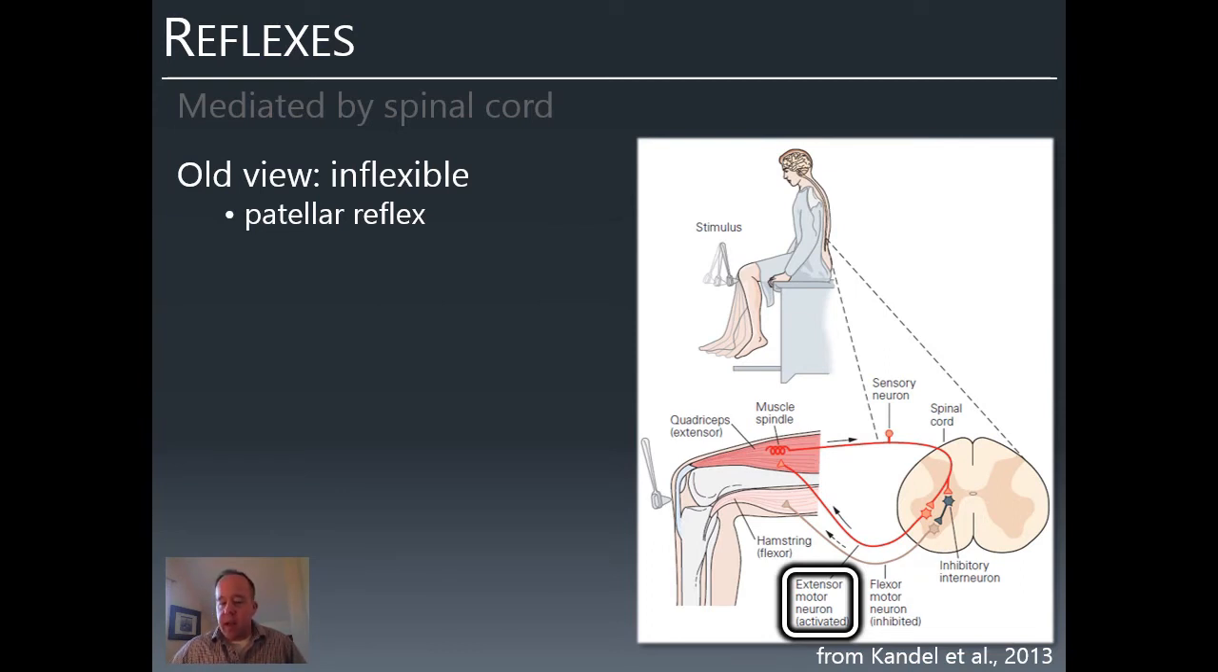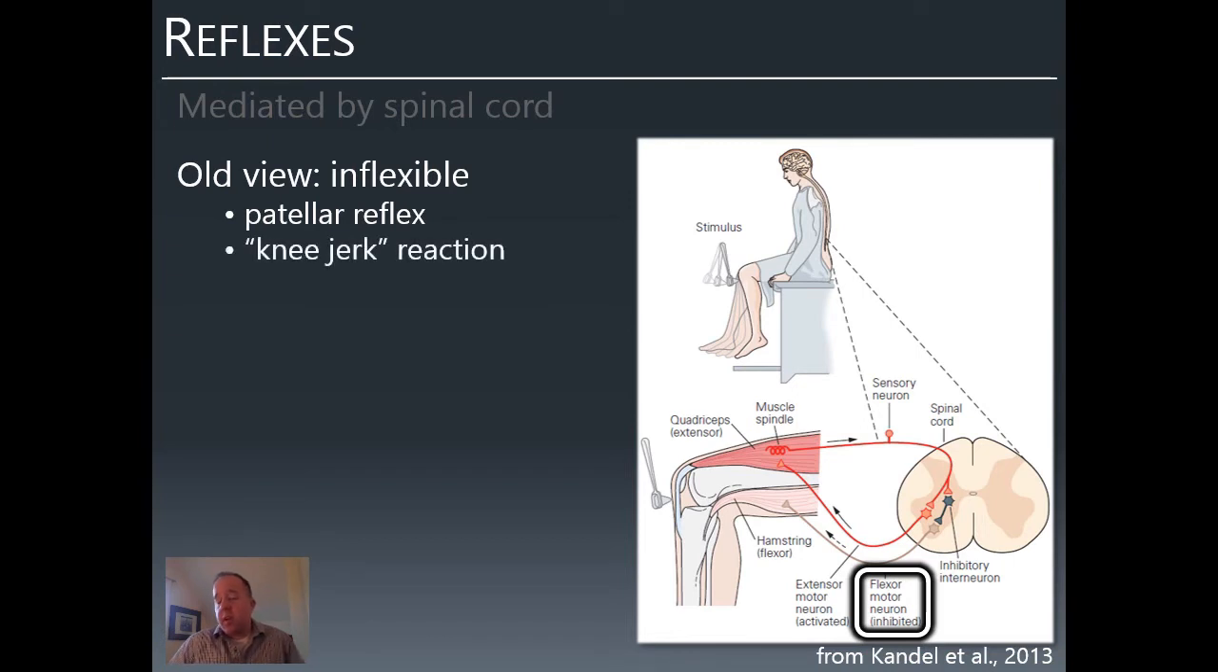So contracting the quadriceps isn't enough. You have to relax the hamstring, the bottom part of the thigh muscle. And so you have a neuron in the spinal cord that's what's called inhibitory. It shuts down that other muscle. So it keeps that second neuron from sending any signals to the muscle. And so you get one muscle that contracts, and the other muscle gets inhibited. It can't contract. And so you have one muscle pulling and the other relaxing. And so that's how you have the lower leg kicking out.